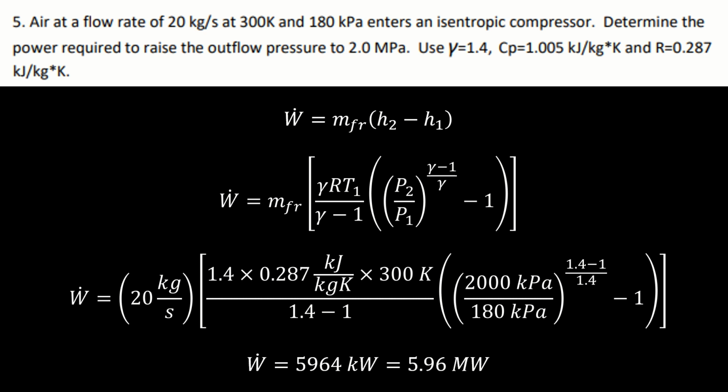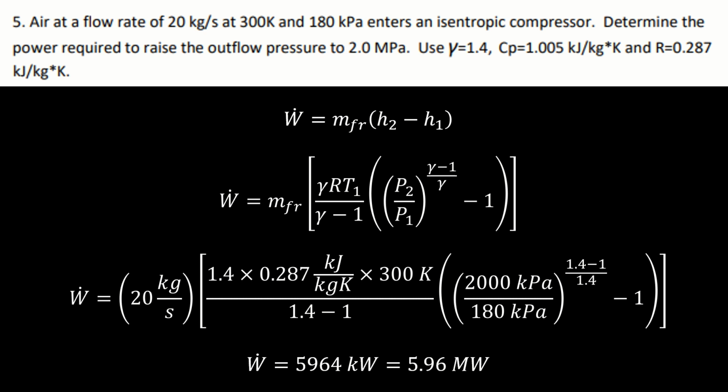Well, our main equation here is the work transfer rate equals the mass flow rate times the difference in specific enthalpies. We don't have access to a table for these specific enthalpies given these pressures and temperatures. However, we can replace H2 minus H1 with what is shown in brackets: gamma times R times the initial temperature divided by gamma minus 1, multiplied by all of this in parentheses, pressure 2 over pressure 1 raised to gamma minus 1 over gamma.